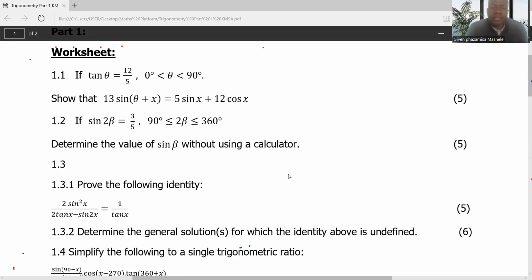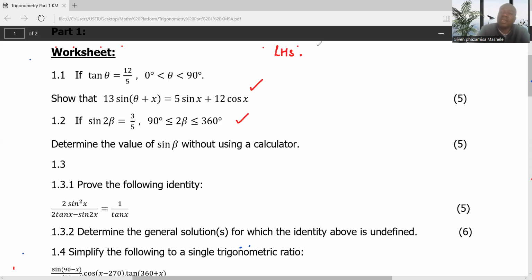1.3. So we are done with 1.1, then 1.2. Now we move on to 1.3. It says, prove the following identities. We want to prove that 2 sine squared x divided by 2 tan x minus sine 2x equals 1 over tan x. Usually when we are proving, we start with the complicated side. Obviously, it will be the left-hand side.